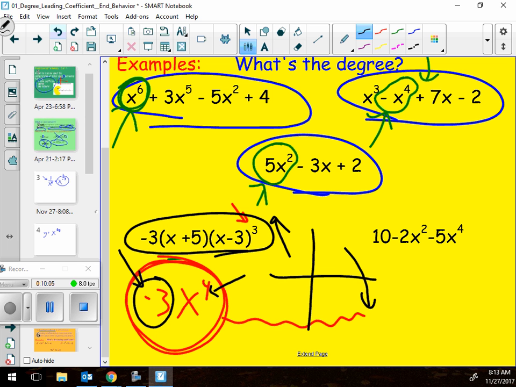To me, once I tell you, I hope that it'll make sense. If it's even, then the end behaviors are the same. And if it's odd, then they're different. Doesn't odd and different kind of go together? All right, so this is even, and therefore they both are going to go the same way. So this ends with both ends going down.